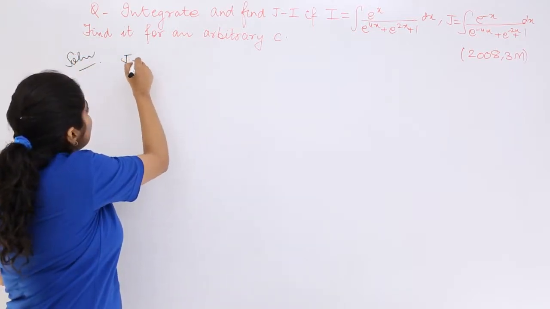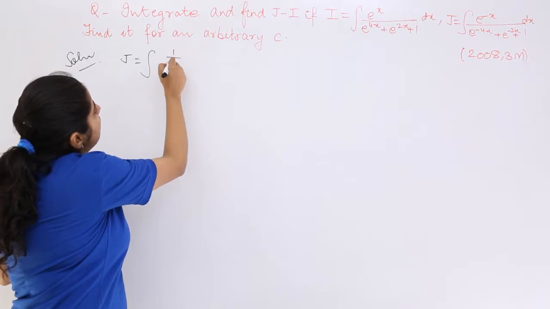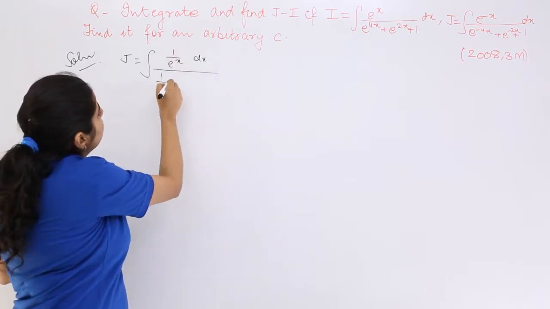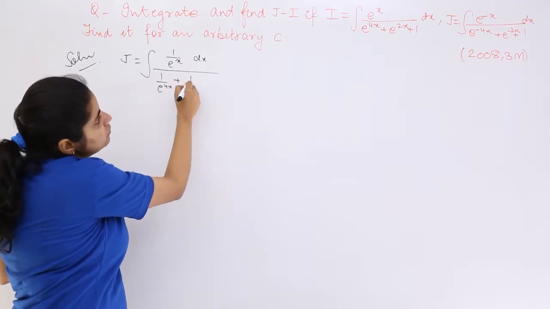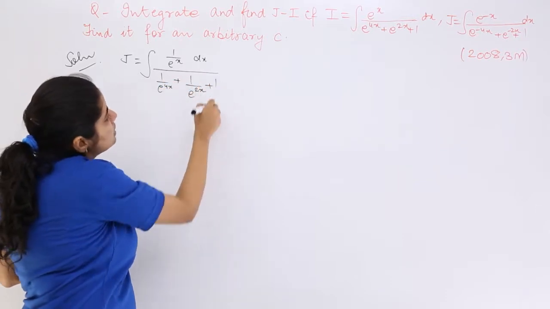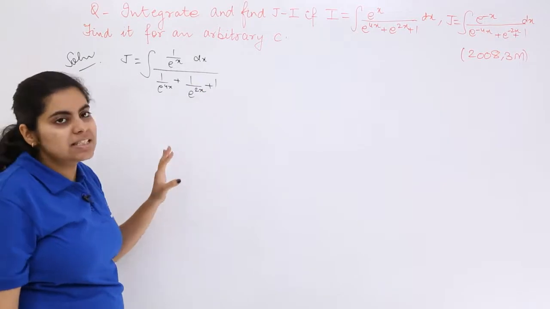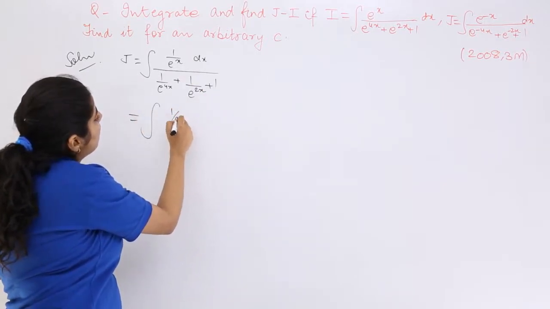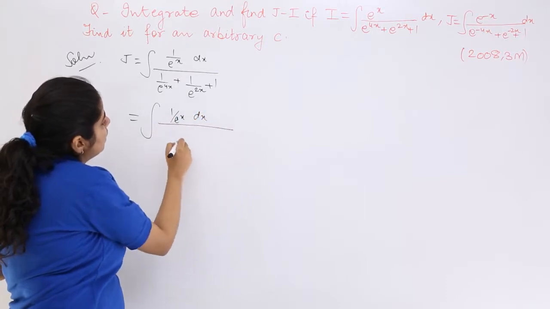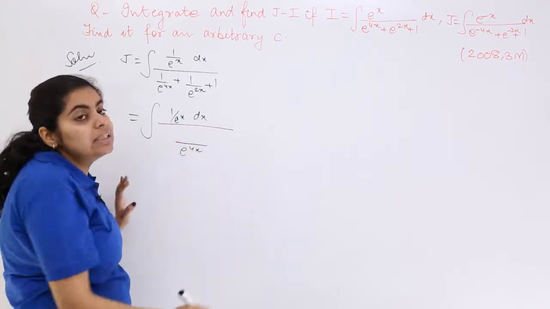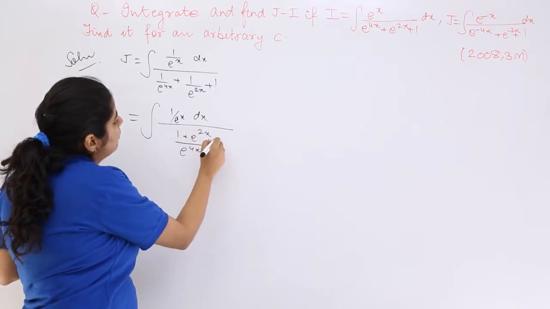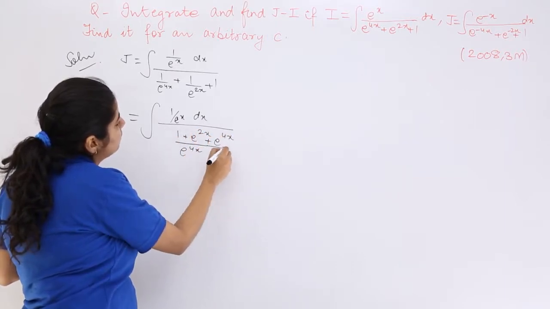So I have J as what? I have J as integral of 1 upon e raised to the power x dx, 1 upon e raised to the power 4x plus 1 upon e raised to the power 2x plus 1. Let me take the LCM. Things become easy when taken as LCM. 1 upon e raised to the power x dx, e raised to the power 4x is the denominator, 1 plus e raised to the power 2x plus e raised to the power 4x.